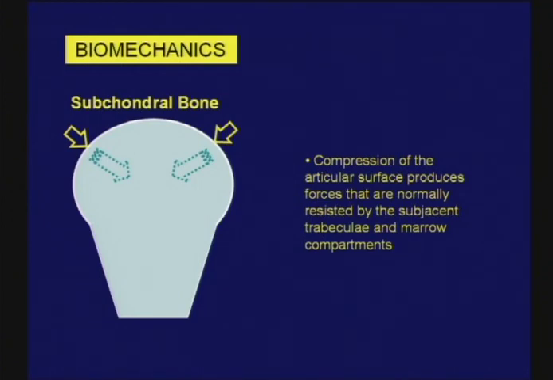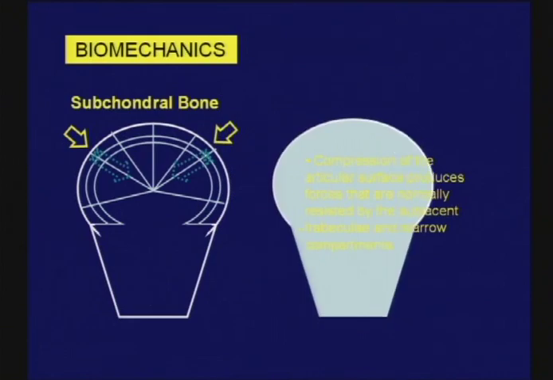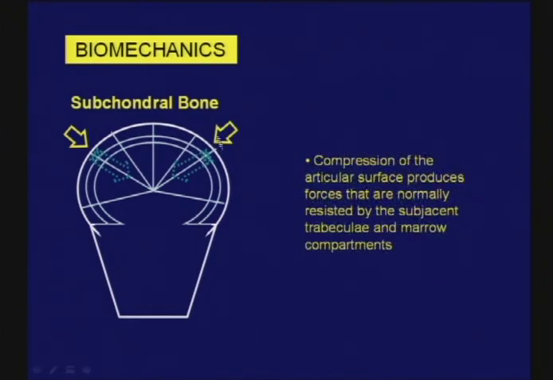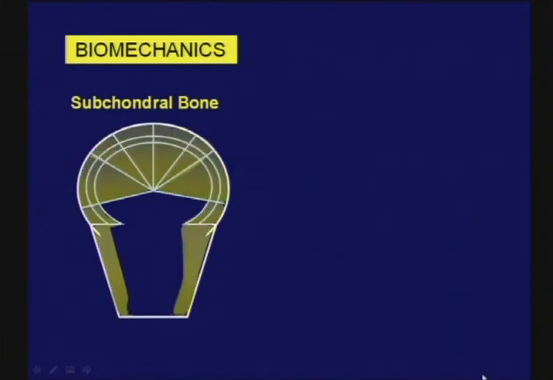And as the articular surface is compressed, it produces forces in the subchondral bone. Those forces are resisted by the trabecular pattern within the subchondral bone. So we go ahead and take away part of it, and this is what the trabecular pattern looks like in a lot of bones. Humeral head, femoral head, you have kind of intersecting lines of trabeculae. And you can see how the forces are transferred along this collagen framework.